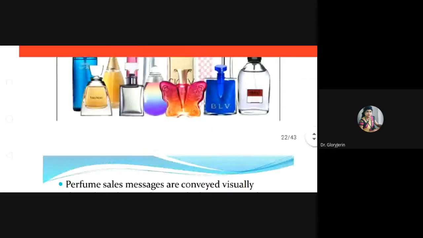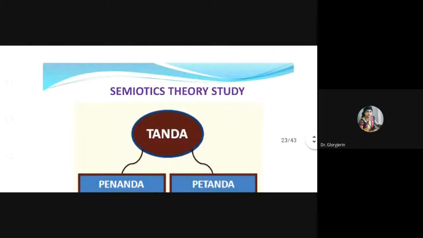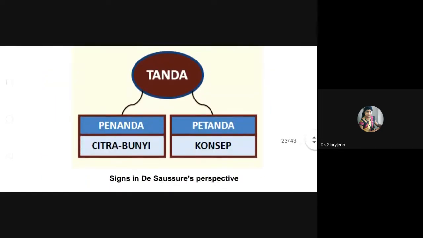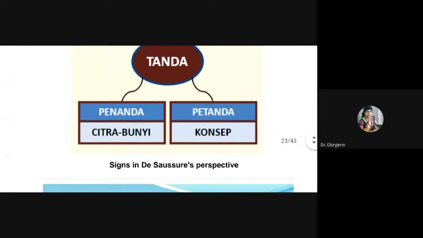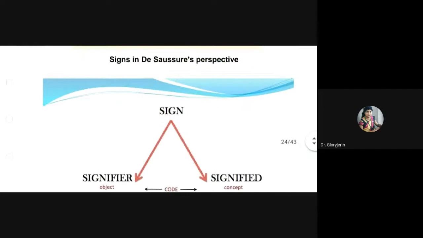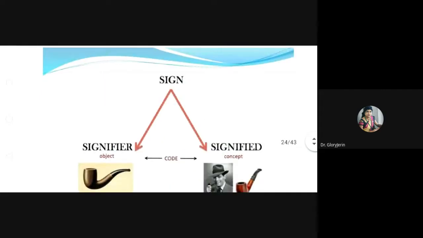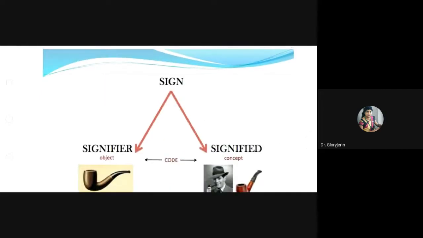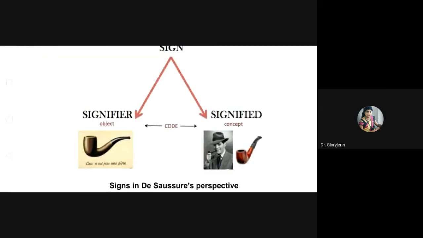From the perspective of semiotic theory, we can see the theory from the Saussure perspective. Design is a visual form that represents something, then it is also related to the sign. Anything can be used, something else is a sign.